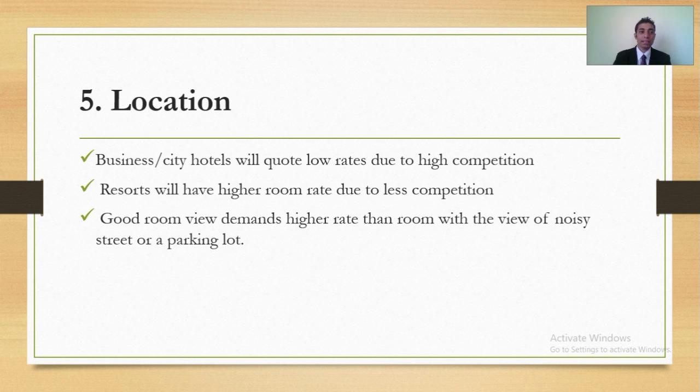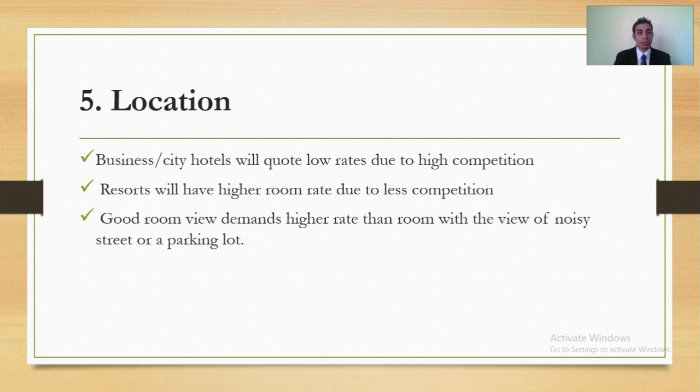Now the last factor that affects the room rate is location. This is one of the very important factors. So business or city hotels will quote low rates due to high competition, as I have already talked. While in the city, like let's talk about a busy city where there are so many hotels, they will come up with a very low rate in order to attract the guest, because there is high competition, because so many hotels are competing with each other to get the business.